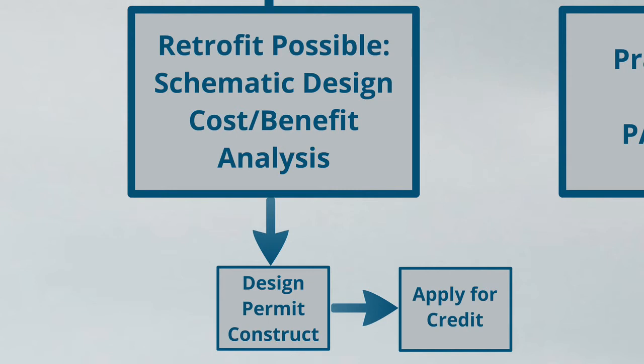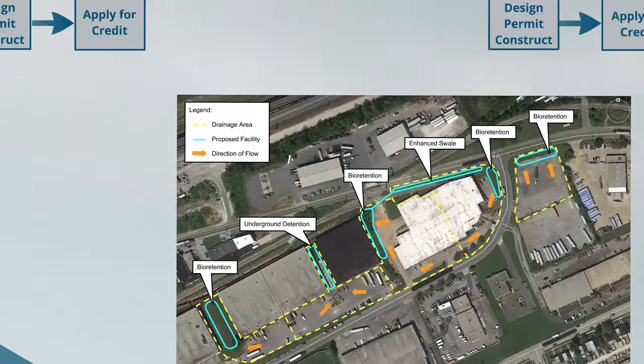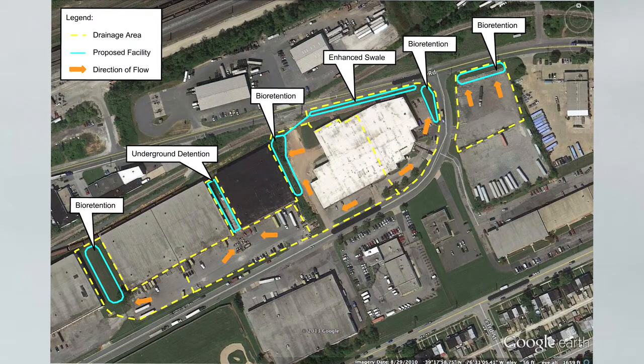If that cost benefit analysis determines that it makes good business sense to do a retrofit, then it's a matter of going again through a design process, reviewing and permitting with the local municipality, and then constructing it before the credit can be applied for.